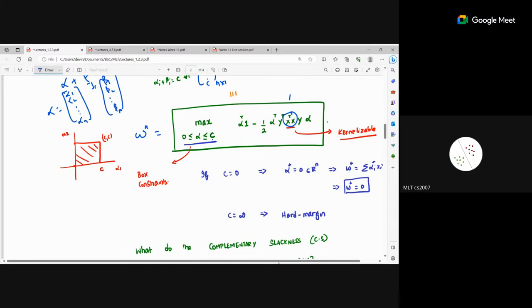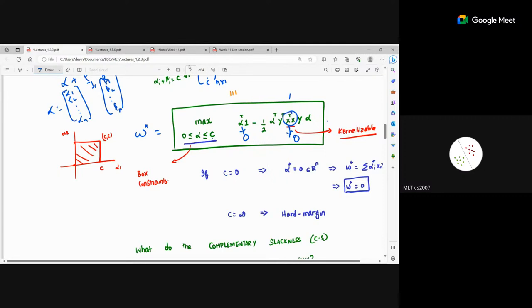If c is equal to zero, I told you in this particular case what's going to happen. When c is equal to zero, alpha is going to be equal to zero because the alpha value lies between zero and c. And c is zero, then alpha has to be zero. And when alpha is zero, this equation is going to become zero. And this alpha transpose, whatever value it is, at the end of the day it has to be multiplied by alpha transpose alpha here. So this also is going to become zero. So if c is equal to zero, then your w star, the solution to your soft margin support vector machine algorithm, is going to be equal to zero.